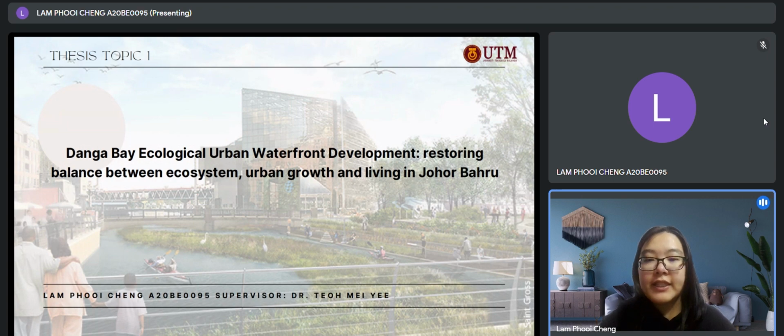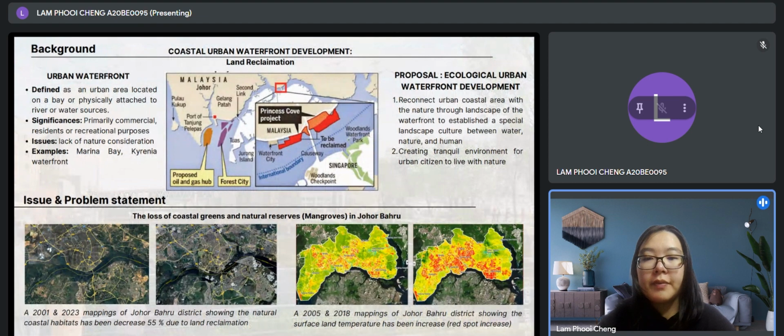Good day everyone, my first thesis topic is A20BE0095 Ecological Urban Waterfront Development. Urban coastal development is now the trend, but it is causing the loss of natural coastal habitats like mangrove and an increase in the surface land temperature. Therefore, EUW aims to reconnect urban coastal areas and people with nature.